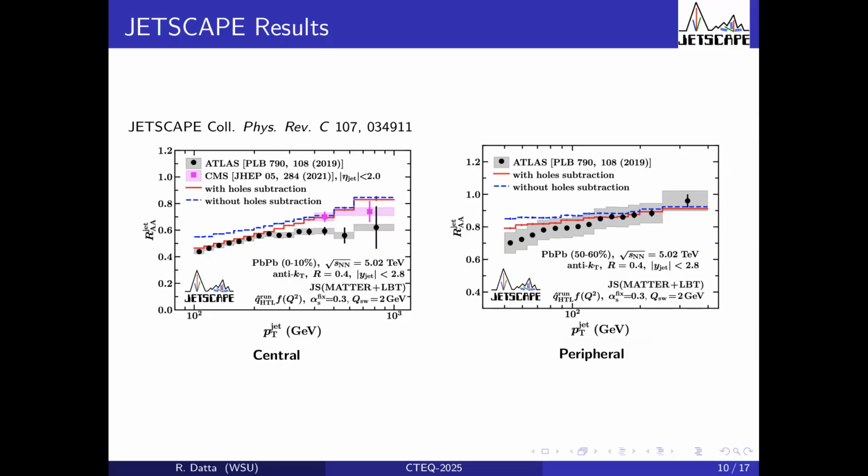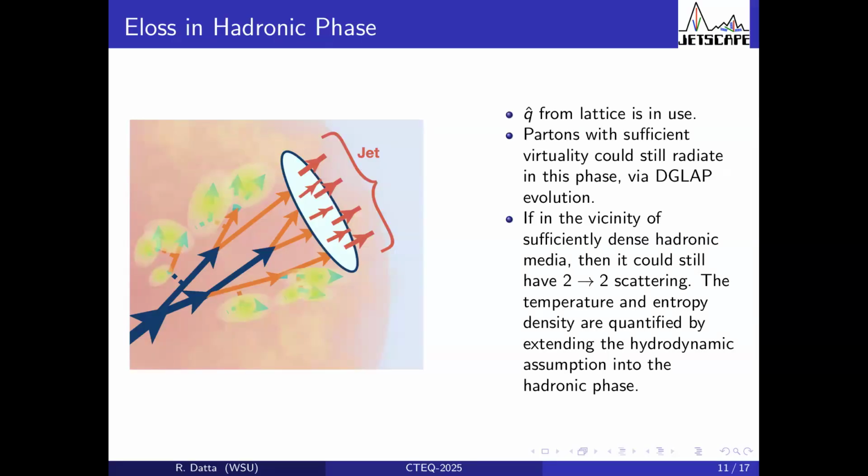So the hypothesis is that in 0 to 10%, the medium is much bigger, the volume of the QGP is much bigger, so there is no partonic and hadronic interaction. But in the case of 50 to 60%, the medium is very small. So there could be some partons which still have enough virtuality to radiate in the hadronic phase, and they can also scatter. So I'm trying to model that using this Boltzmann model that I just showed.